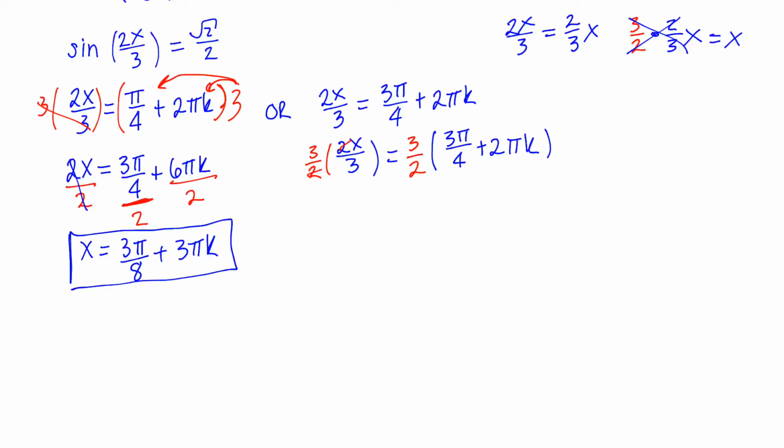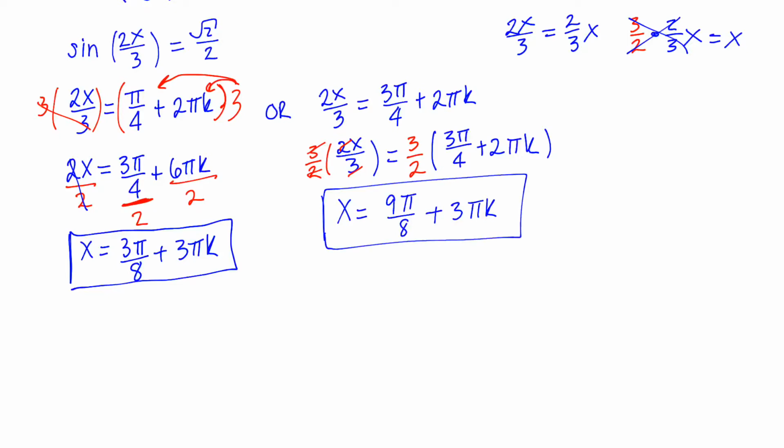So I'm going to multiply by 3/2 on both sides. Once again, over here, 2's cancel, 3's cancel. You get x equals 9 pi over 8 plus, now you could do it in your calculator, but 3/2 times 2, the 2's would cancel, and so you would just get a 3 up there. So plus 3 pi k. And those are your two answers. So 3 pi over 8 plus 3 pi k and 9 pi over 8 plus 3 pi k.